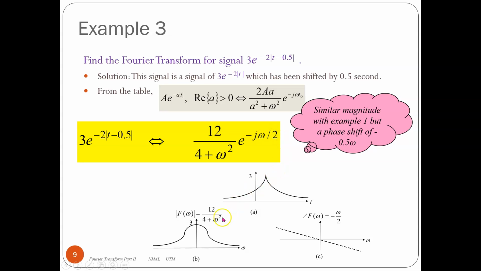So when we plot this signal in the time domain, it is shifted by 0.5. This is the frequency domain, the Fourier transform of the signal, which has the similar magnitude as example 1. However, the phase here has been shifted by negative omega over 2.